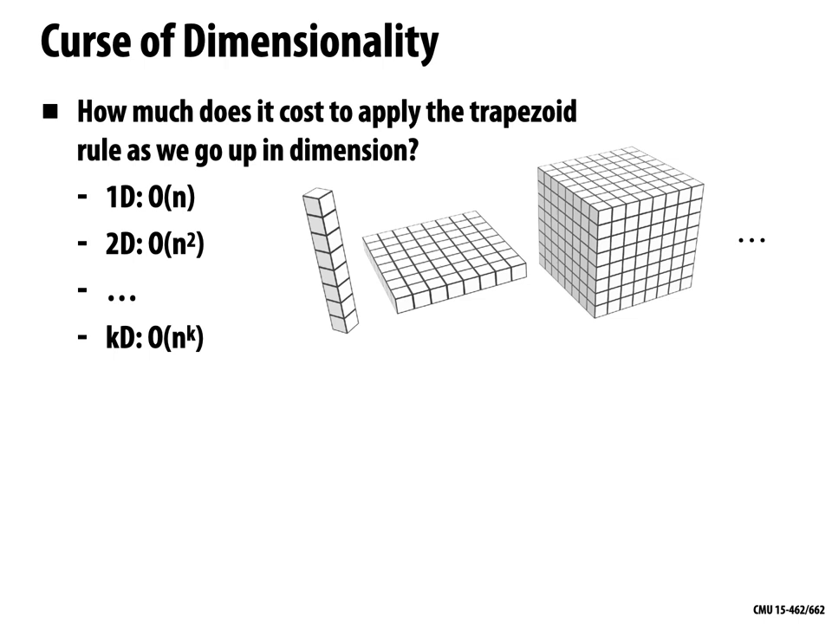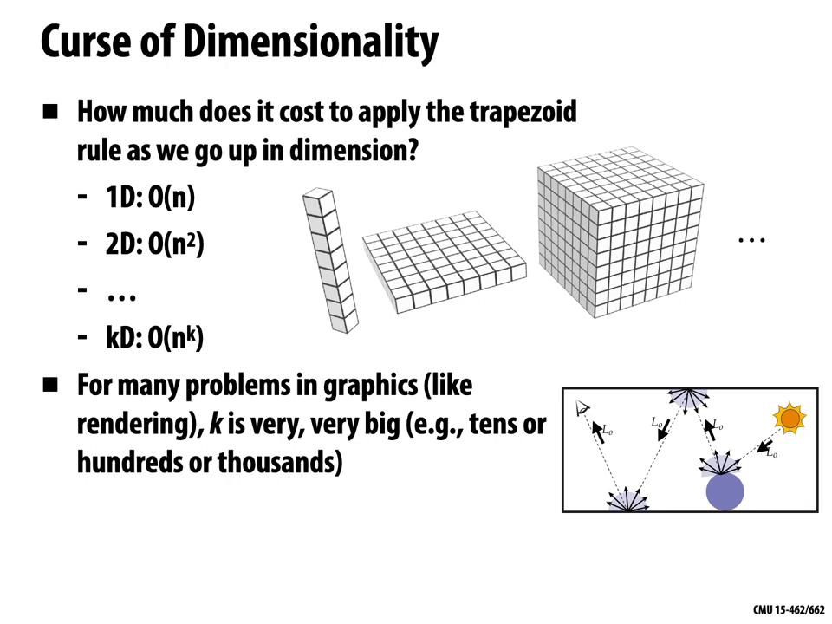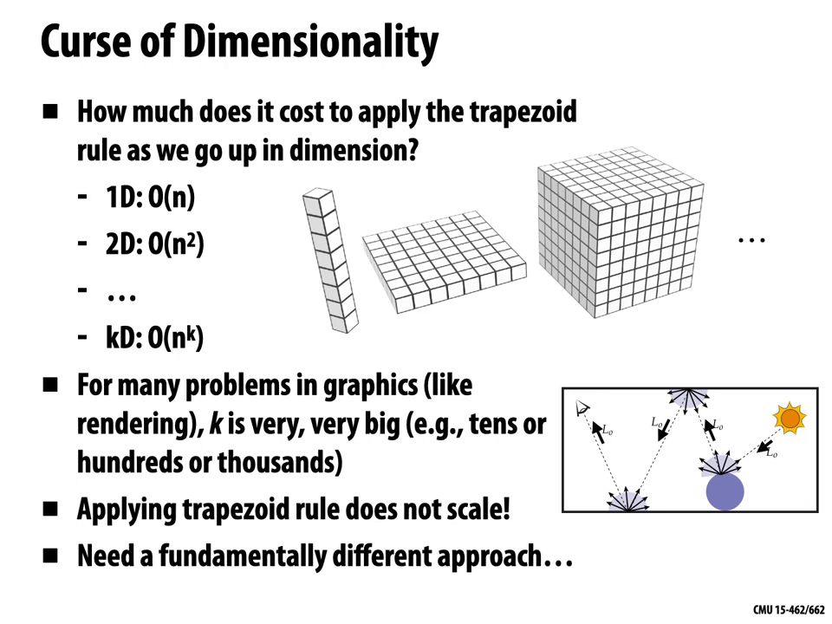And the reality is that in a lot of problems in computer graphics, like rendering, k can be very, very big. It can be not just two or three or four, but tens or hundreds or thousands. For instance, in rendering, because of this recursive rendering equation, we actually have lots of parameters in our function. Basically, what direction did we decide to bounce at each point? So for a single path between the light and the eye, we might have tons of parameters to integrate over. And so applying the trapezoid rule is really not going to scale. We need to consider a fundamentally different approach to numerical integration. And that approach, the one we'll take, is called Monte Carlo integration.